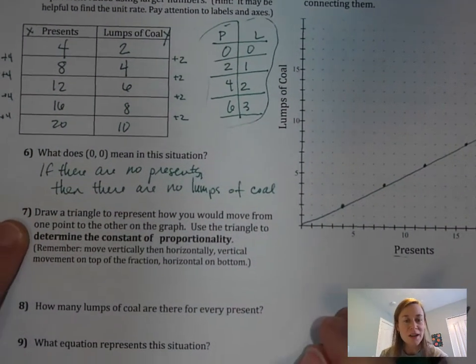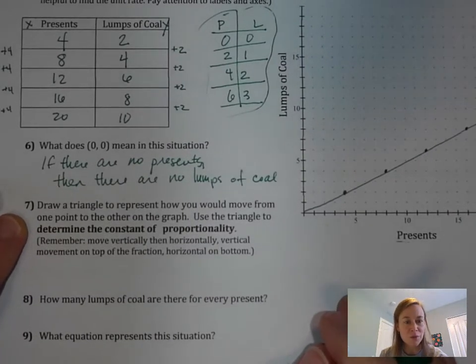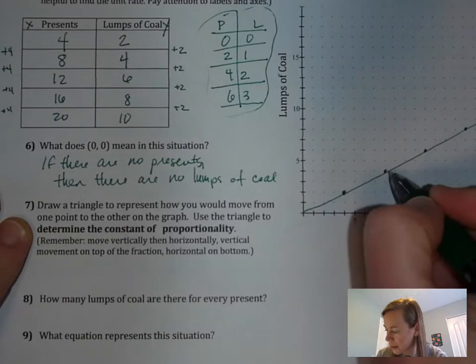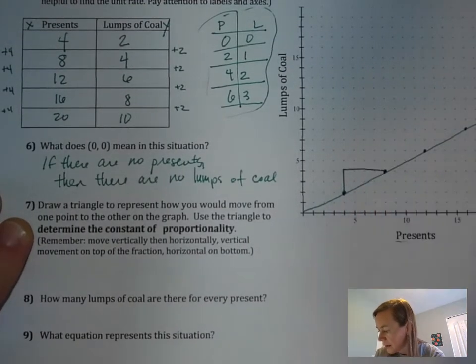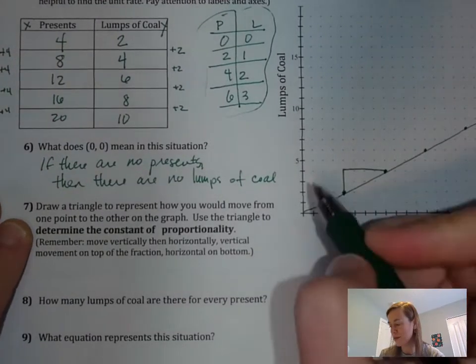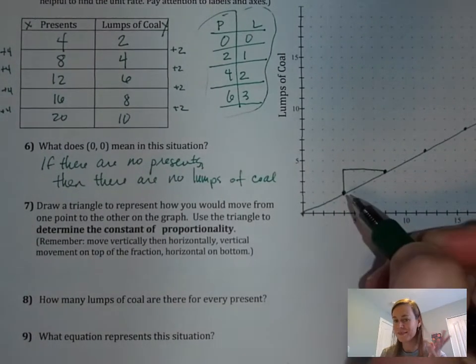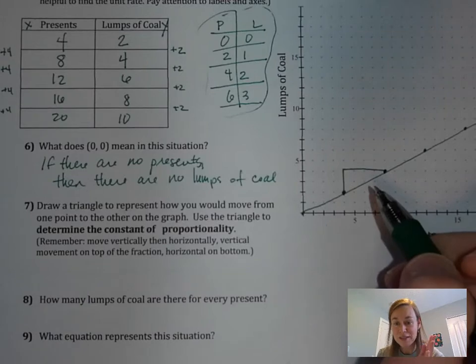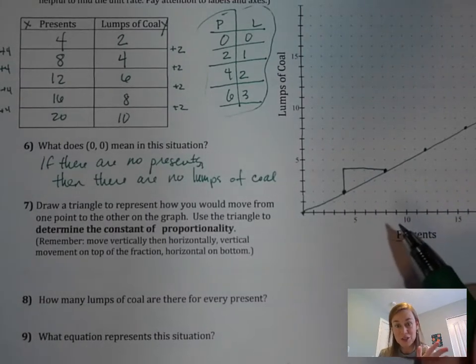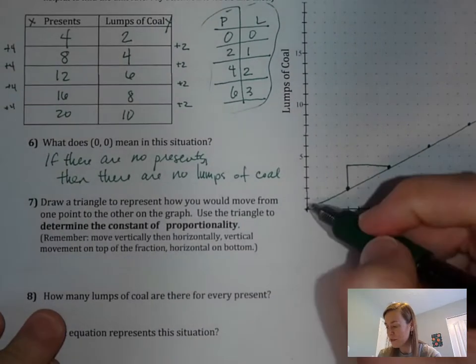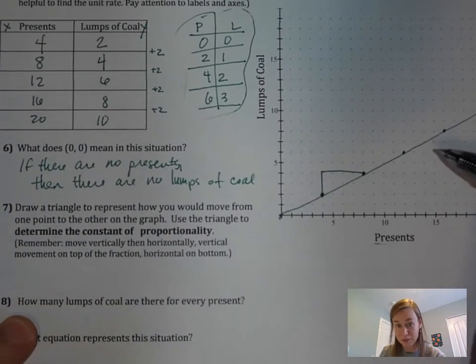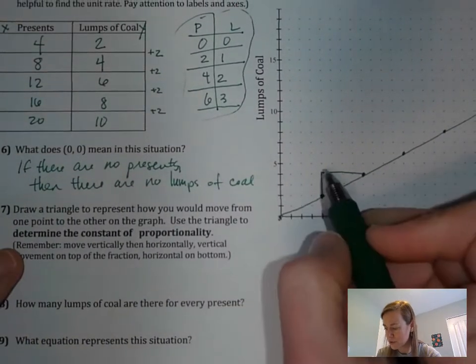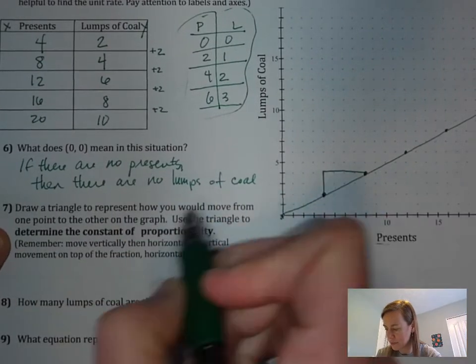It says, draw a triangle to represent how you would move from one point to the other on the graph. Okay, so you're going to find one point and go to the next point with your little stair-steppy thingy. Now, I chose these 2 points, but if you chose this point and this point, that's totally fine. Every stair step that you draw between 2 points should give you the same answer. Even if you chose this point and this point way out here, that should still give you the same answer once you simplify. Let's keep reading. So draw your triangle stair step thing.